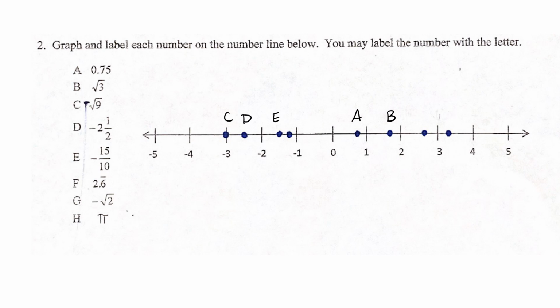The next one is going to be 2.6 repeating. We start with 2 as our whole number, and then we have the decimal 0.6 repeating, so we know it's going to be larger than 2. The only point that's larger than 2, we label it as point F.